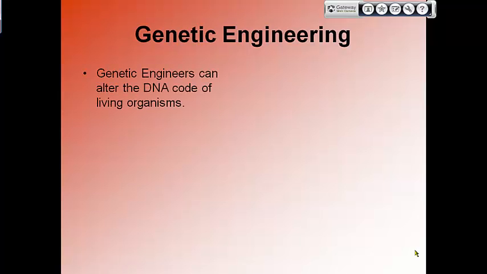So what is genetic engineering? Genetic engineering is when you alter the DNA code of a living organism. So if you take the DNA in a living organism and you alter it somehow, we call it genetic engineering.